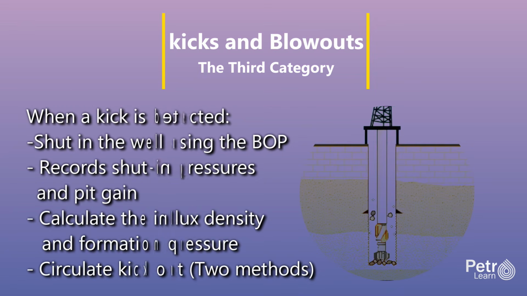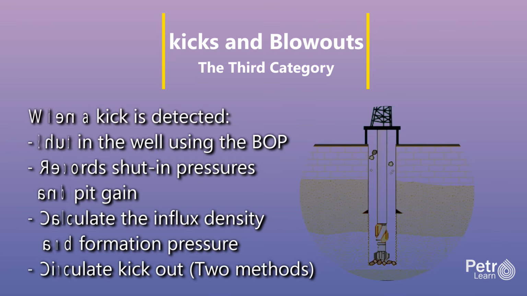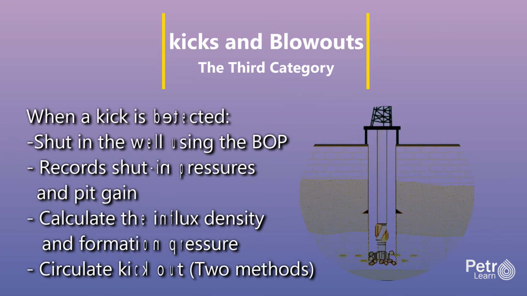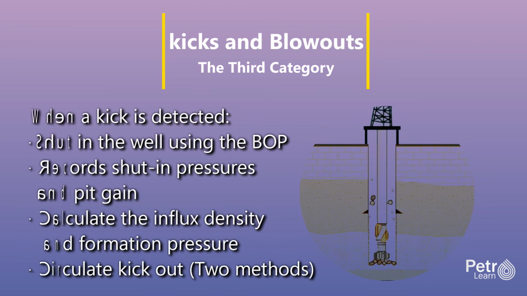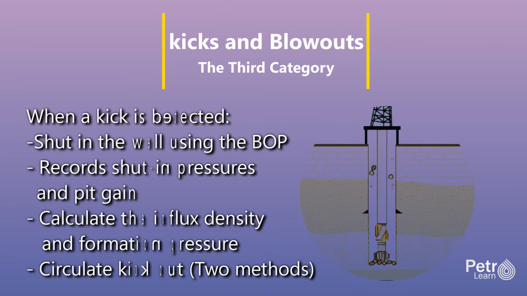The driller records these shut-in pressures, the pit gain volume, and the last recorded mud weight. This information is used to calculate the influx density and formation pressure. The kick must then be circulated out using a well-controlled procedure.